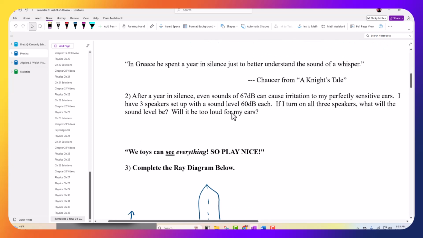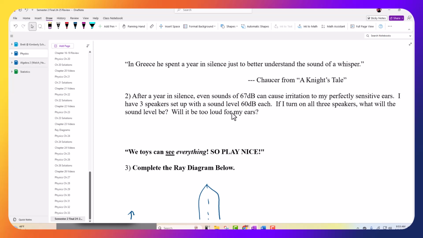Okay, so after a year in silence, even the sounds of 67 decibels can cause irritation to my perfectly sensitive ears. I have 3 speakers set up with a sound level of 60 decibels each. If I turn on all 3 speakers, what will the sound level be? And is that going to be too loud for my ears?